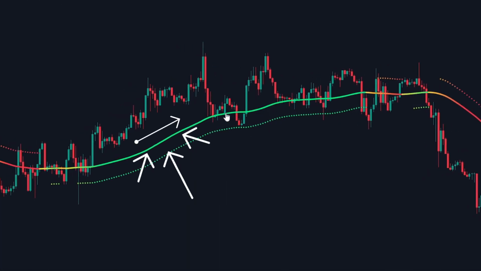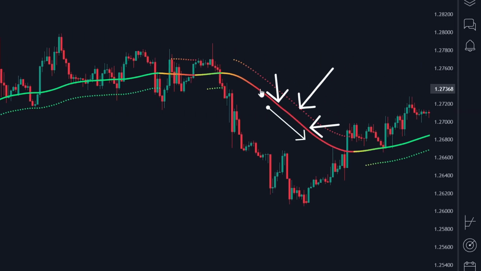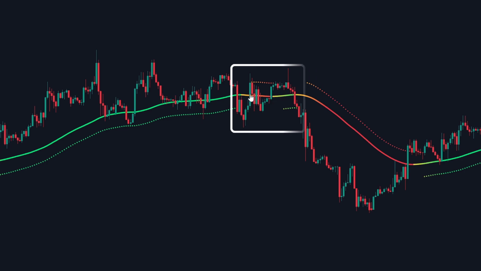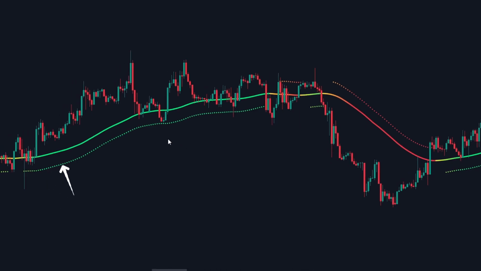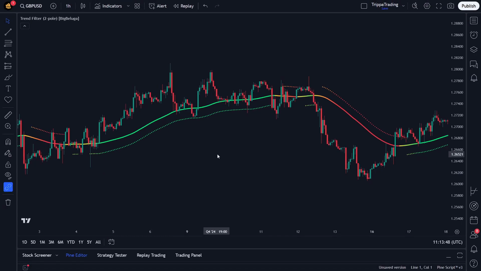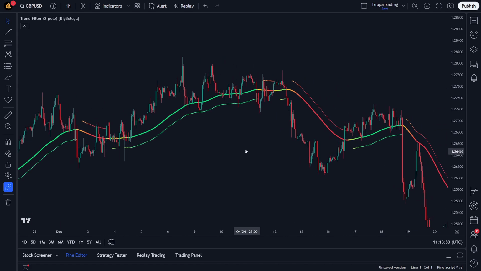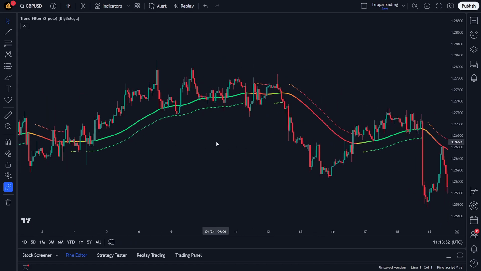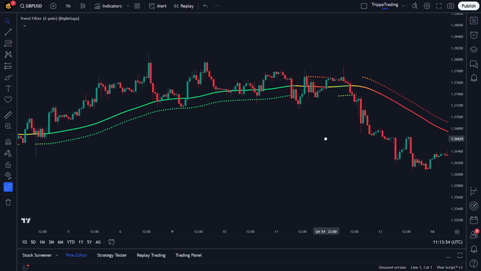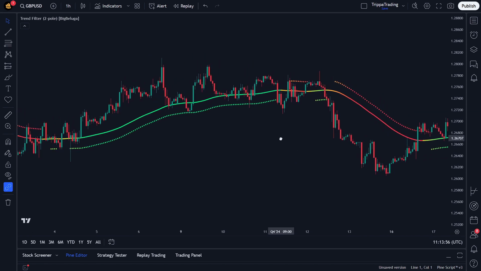So when the line turns green in color, it signals an uptrend. Red color indicates a downtrend, and yellow or orange suggests a transition phase where the market might be changing direction. There's also a dotted line that acts as dynamic support in uptrends and resistance in downtrends, providing key levels for monitoring price action. These are all the components about this indicator. Now, of course, we will use another indicator with this one to create an amazing strategy.